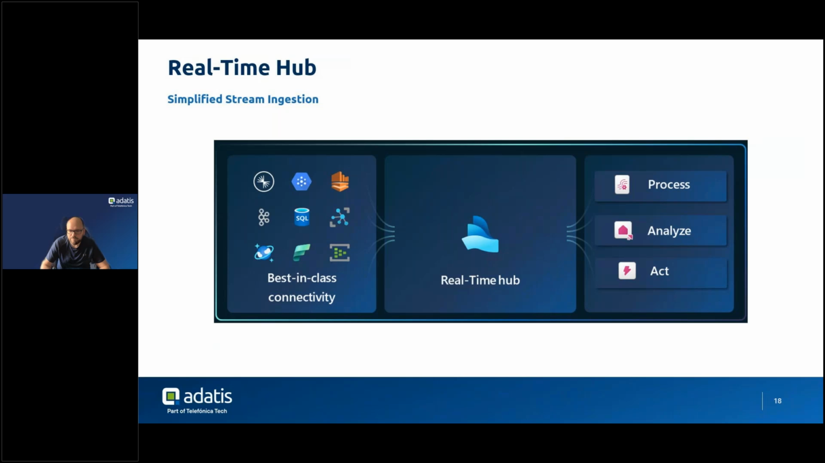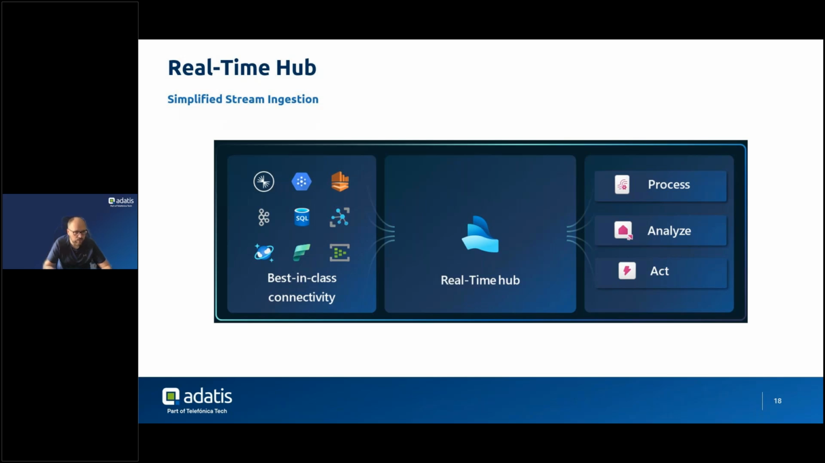One of the key features of real-time intelligence is the real-time hub. That is the area where we can start to ingest all of our data from various sources. We've got out-of-the-box support for tools such as Event Hubs, so we can get events from those Event Hubs into Fabric really quickly. But we've also got tools for other cloud providers, like Amazon.